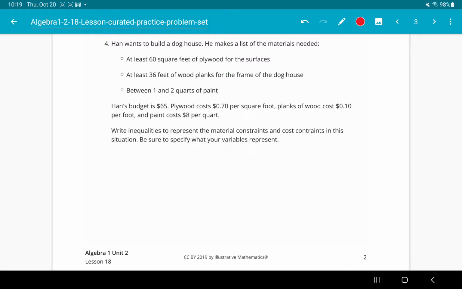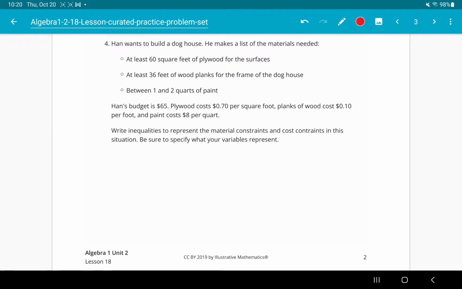Han's budget is $65. Plywood costs 70 cents per square foot, planks of wood cost 10 cents per foot, and paint costs $8 per quart. Write inequalities to represent the material constraints and cost constraints in the situation. Be sure to specify what your variables represent.